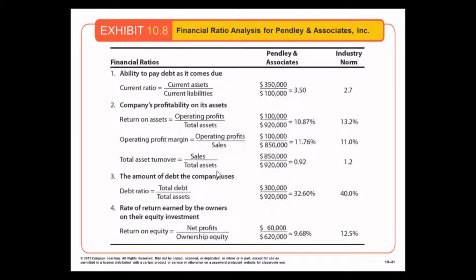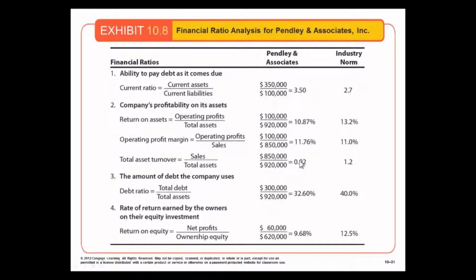Look at number one there. That's the ability to pay debt as it comes due. I'm going to look at the current ratio. Penley & Associates is 3.5. The industry norm is 2.7. What we can say here is there's definitely an issue of some sort, and it's really a positive issue in this case, because our current ratio is higher than the industry norm. Anything greater than 1 would be okay, but if you can get it above 2, that's even better.